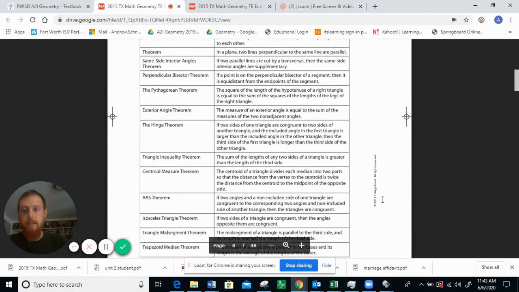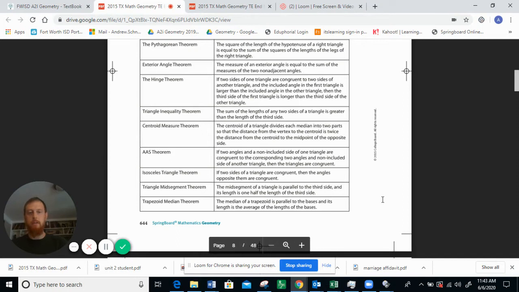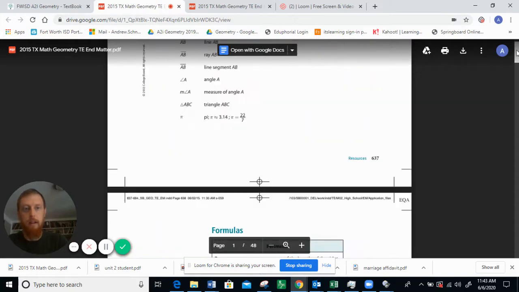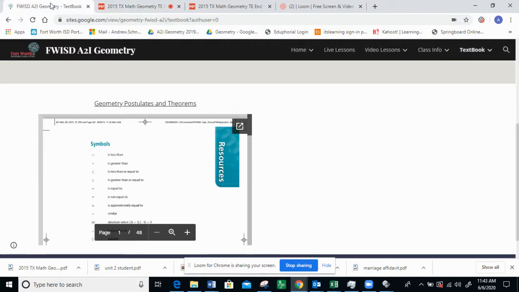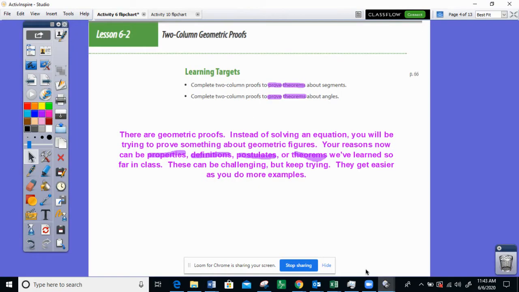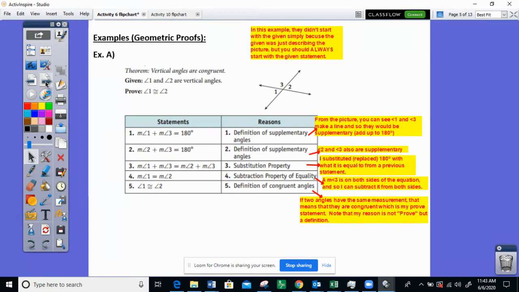We're not going to read through every single one of these theorems right now, but they're there on the book website or on the class website as a resource. Again, if you go to this textbook page, there it is, geometry postulates and theorems. So we're going to dive in and look at some of the examples that your book gives you. This first example, if you're following along in the PDF, is on page 66.